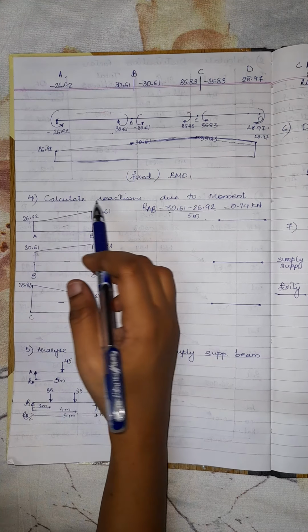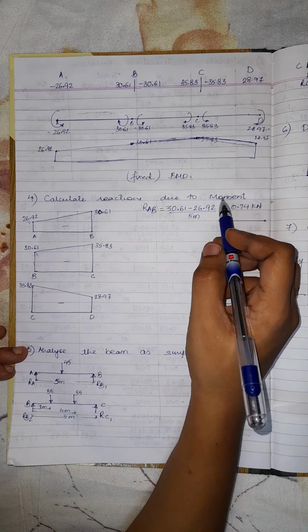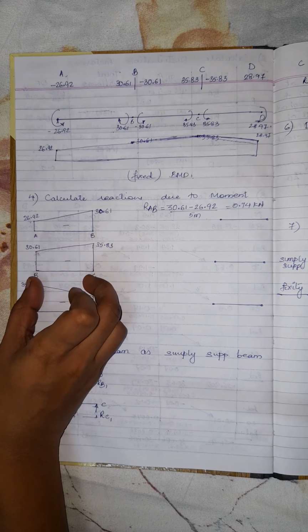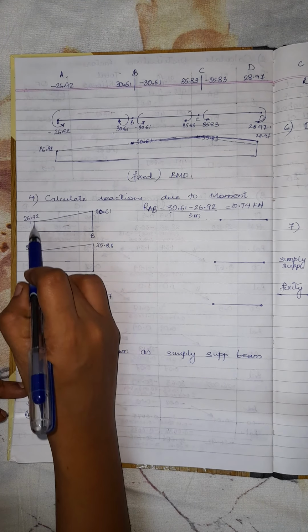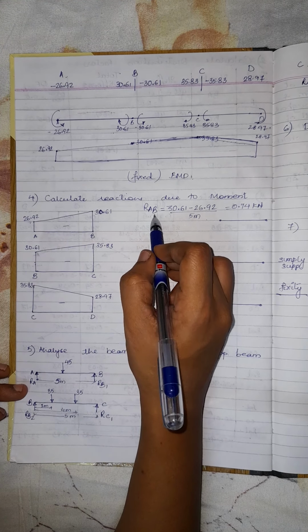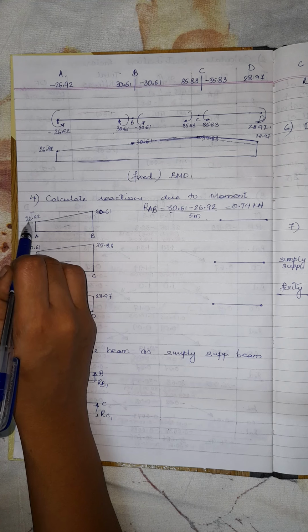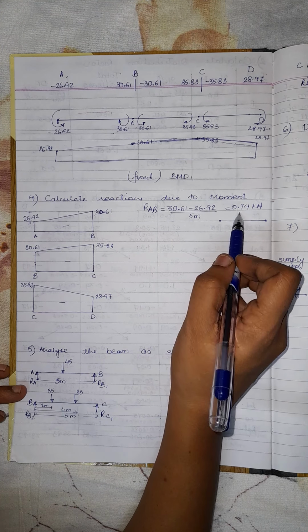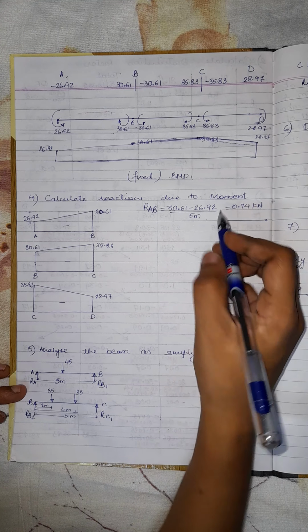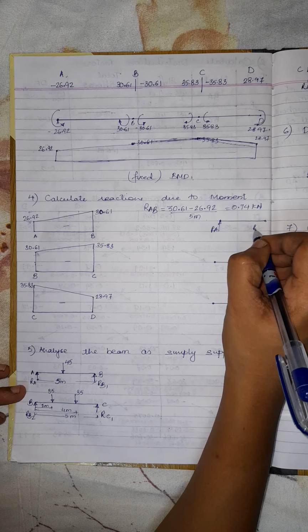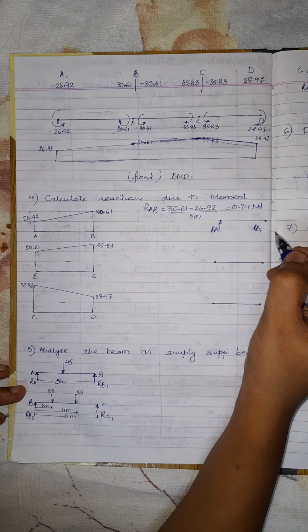So the next step is to calculate reactions due to moment. I have drawn this part AB here, BC and CD with the values which we have obtained as hogging moments. Now the reaction at AB is the difference between these two values divided by the length, that is 5 meter. We get 0.74 kilonewton. Now this is the reaction at A, and here we have the reaction at B. I'm naming it as RB1.